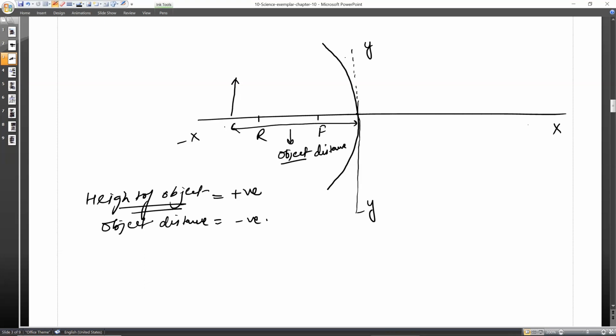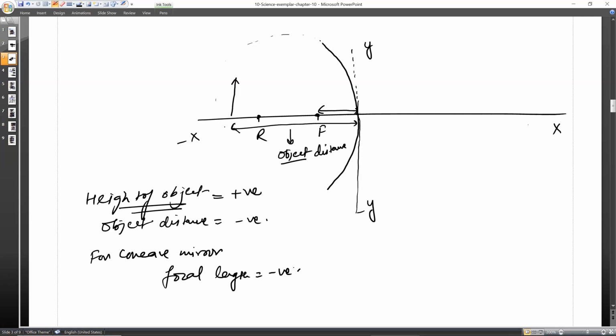Let's consider the focal length. Now, the focal length of this concave mirror: if you consider this as a whole circle, you will always find the center on the negative x-axis. If it is on the negative x-axis, this focal length will also be considered negative. Why? Because if the center is here, the focus will also be there. So for a concave mirror, the focal length is considered negative. Got it? Whether it is a concave mirror or a concave lens, both have a negative focal length.